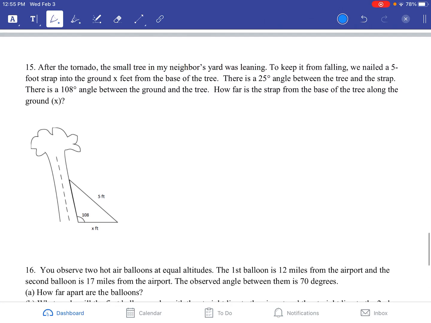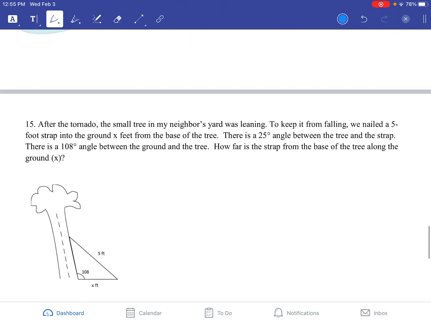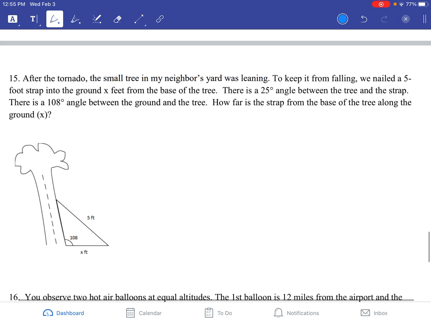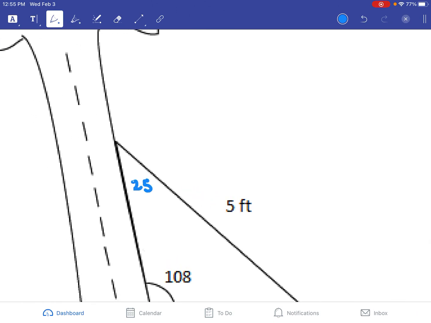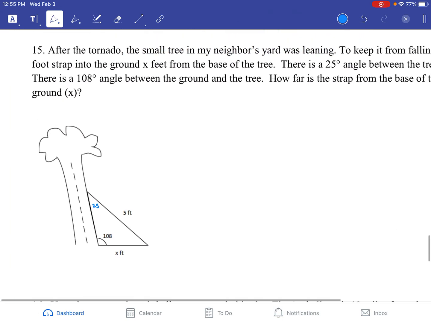Got 2 more questions. I think just 2 more. So after the tornado, the small tree in my neighbor's yard was leaning. To keep it from falling, we nailed a 5-foot strap into the ground x feet from the base of the tree. There's a 25-degree angle between the tree and the strap. So between the tree and the strap is 25 degrees. So let's put that in here.